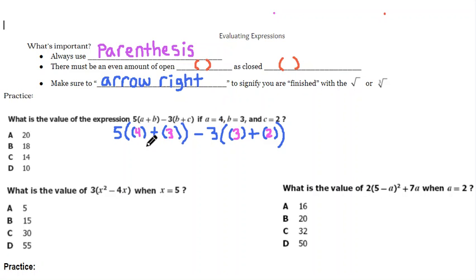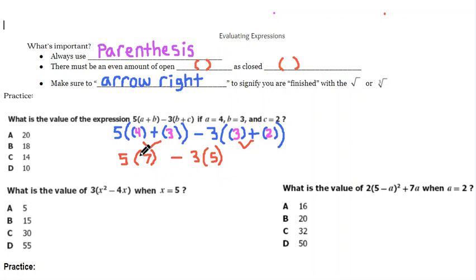Once we plug in with parentheses, we can use the order of operations. Order of operations tells me I want to do my parentheses first. So 4 plus 3 would give me 7. Here I'm left with 7 inside there, and I still have that 5, that minus sign, and that 3. I have parentheses here, so I need to solve these. I have 3 plus 2, and 3 plus 2 is 5. So I'm done with my first step there.